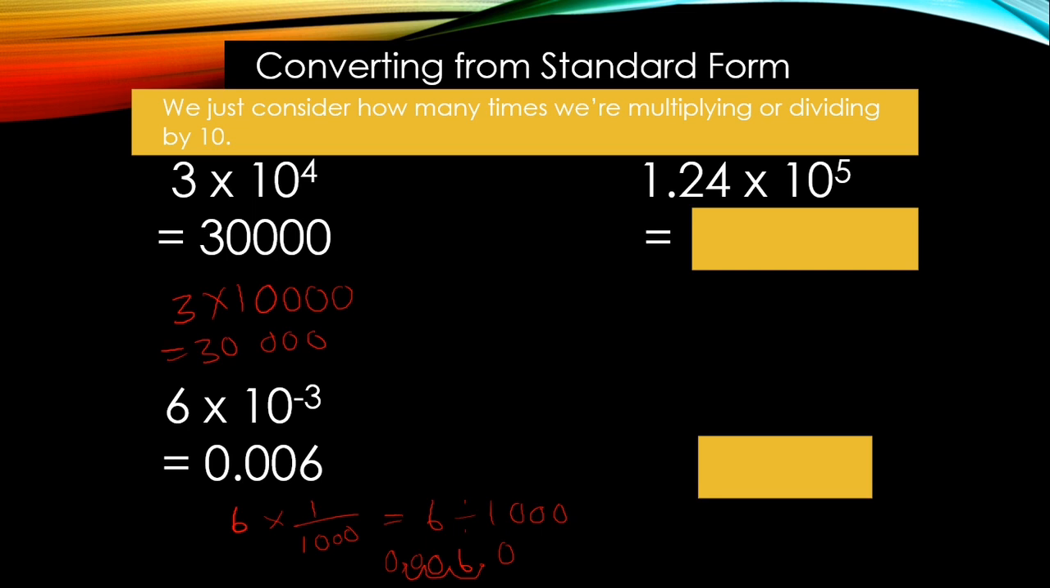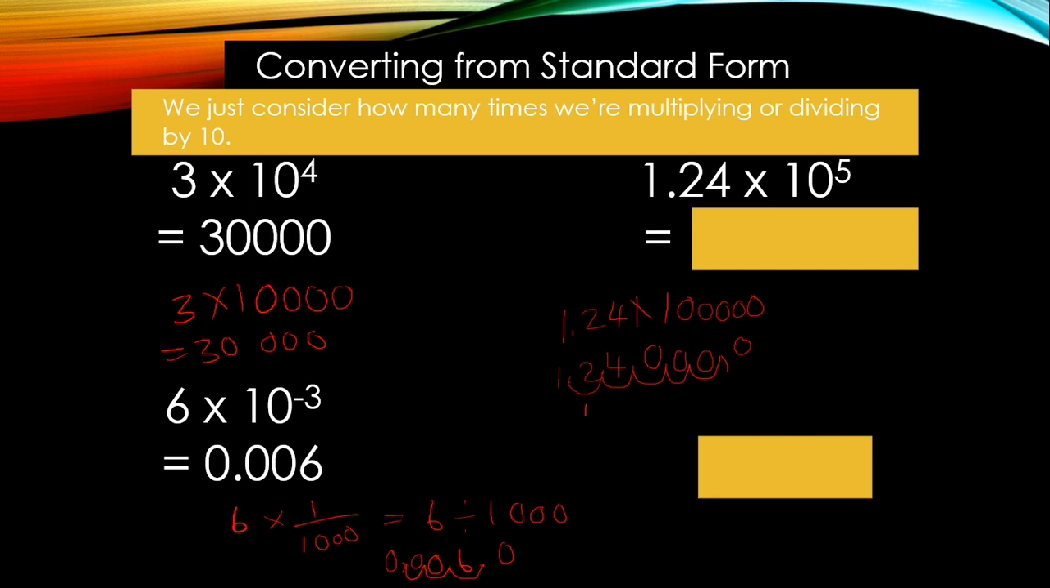1.24 times 10 to the power 5. Our power of 10 is positive, so we are moving to the right. 1.24 times 1, 2, 3, 4, 5. This index shows us the number of zeros which we should write. So we're going to move our decimal place 5 places to the right, 1.24. So it will be 1, 2, 3, 4, 5. Here we're going to put zeros now, and the new decimal point will be here.